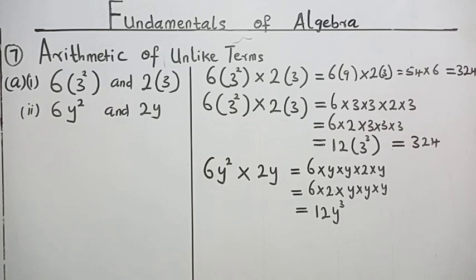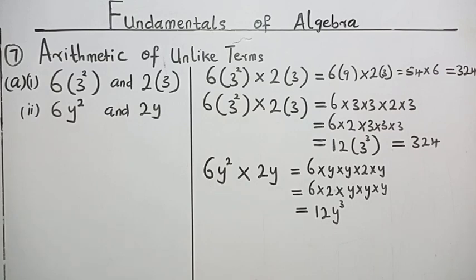We therefore conclude that it is possible to get a simpler answer when we multiply unlike terms. Just to watch it, 6y to the power 2 and 2y are unlike terms. And after we multiply them, they simplified out. The answer is 12y to the power 3.